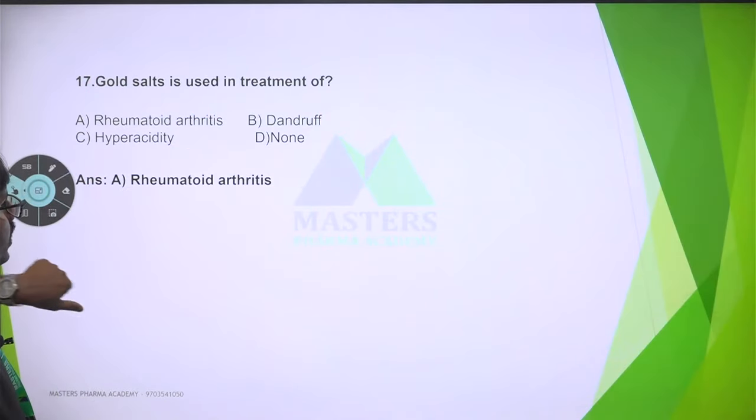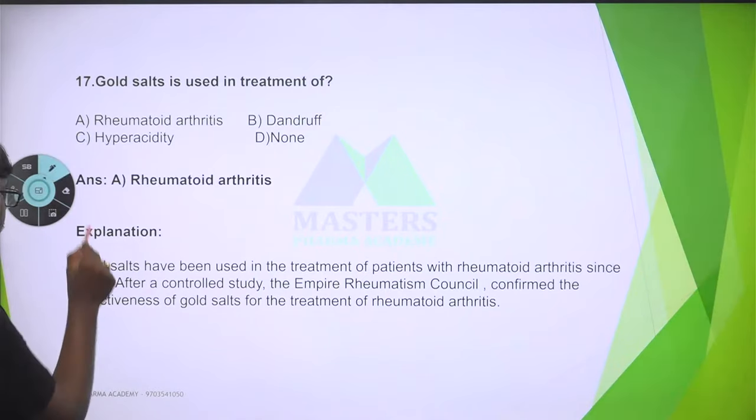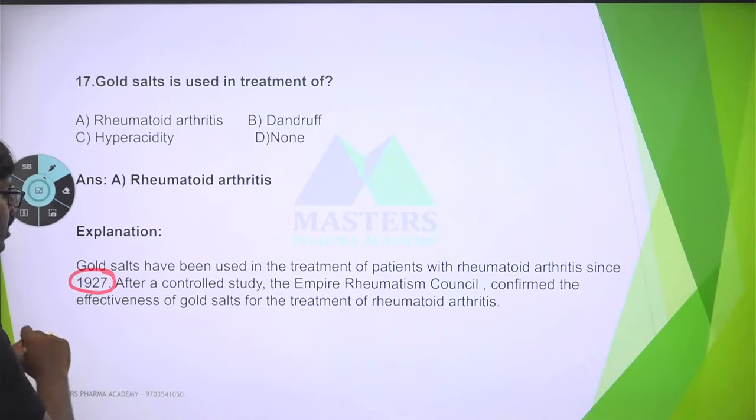Okay, right. So this is used since 1927. 1927 means an older method, these are all older drugs. In the old days when British people were ruling India, at that time they were using different plants for the treatment of different diseases. This is also one of the treatments, gold salts used for rheumatoid arthritis.